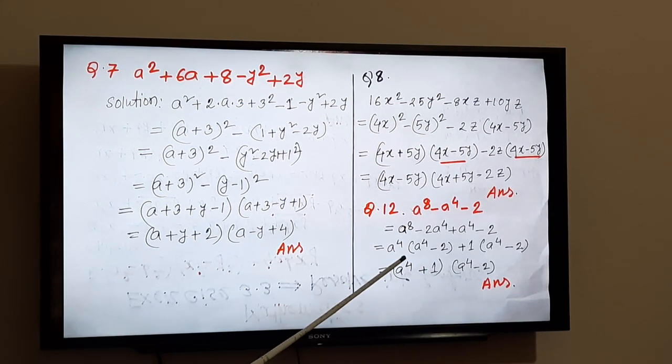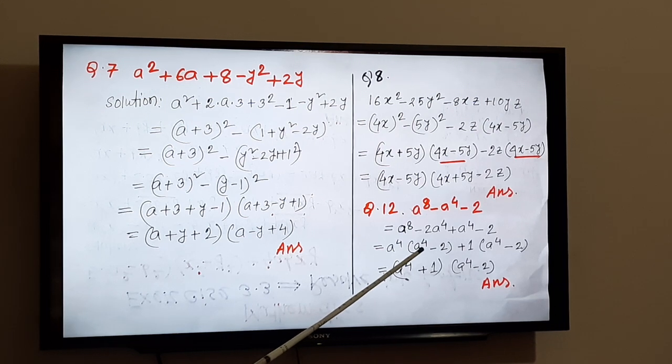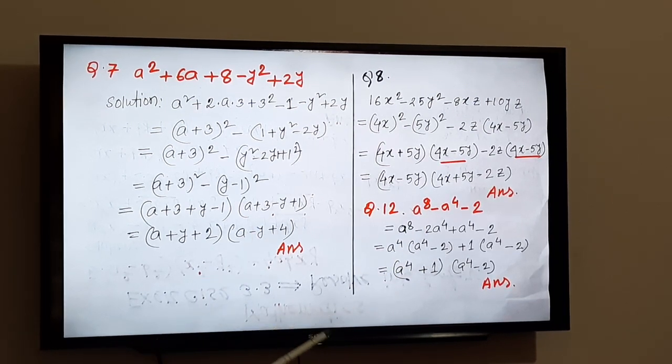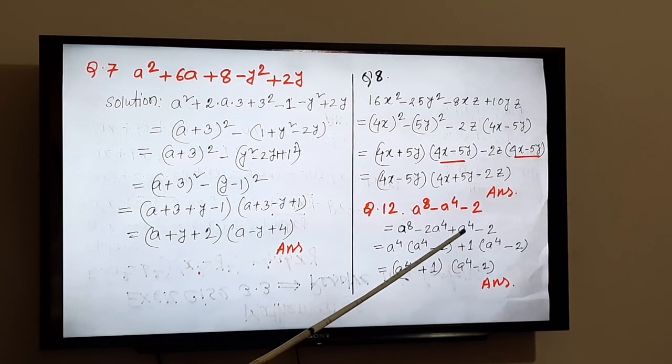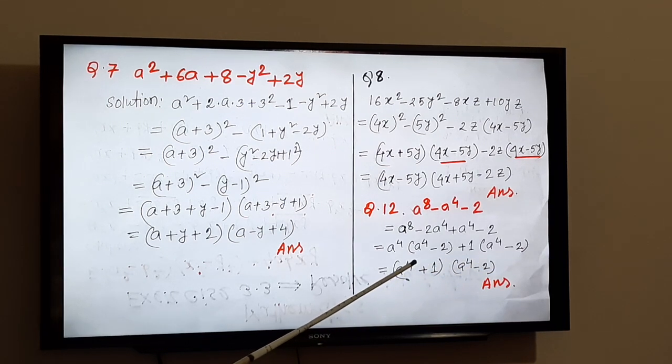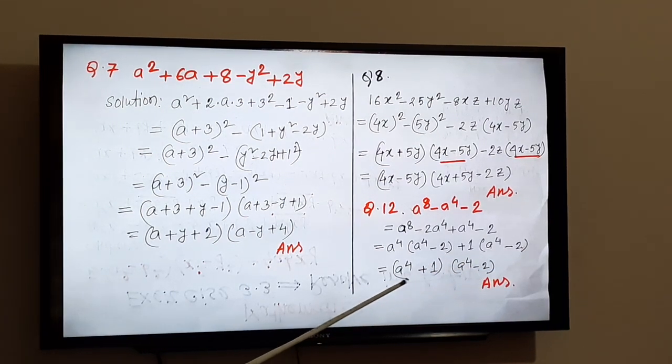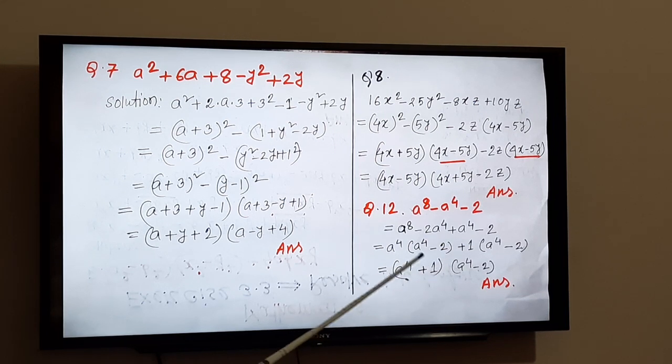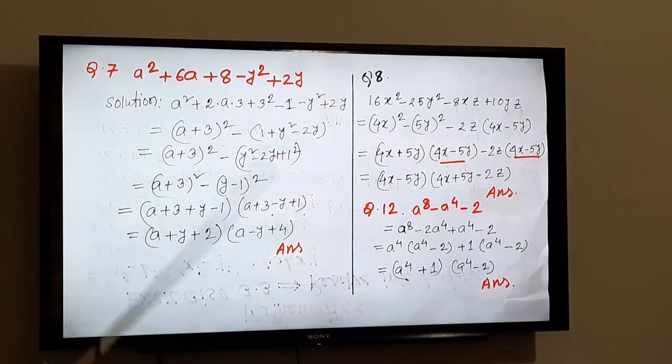a⁸ divided by a⁴ is equal to a⁴, then it will be minus 2. And for the other portion, you can take common, and this common portion is 1. So a⁴ − 2, and a⁴ + 1. So this is our answer of question number 12.